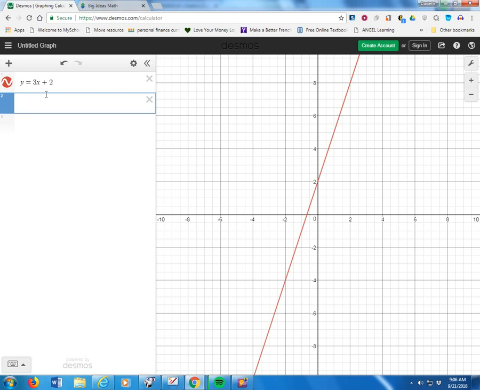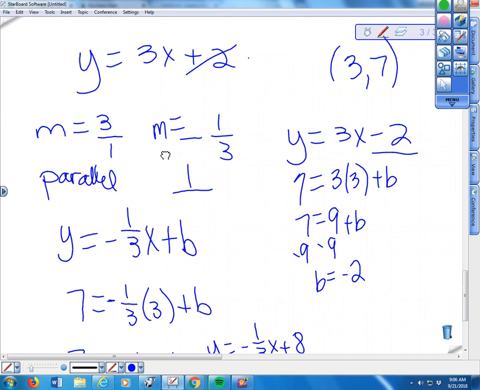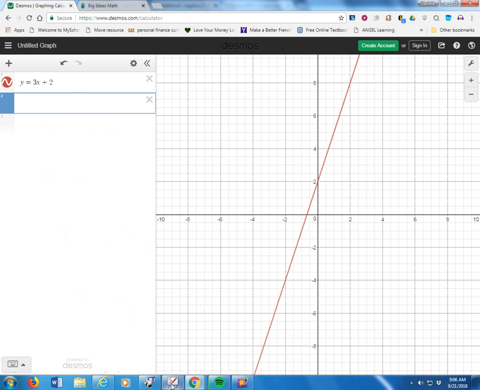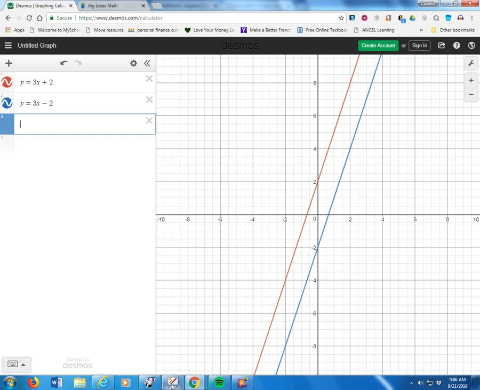Okay, the equation that we found for the parallel line was y equals 3x minus 2. So everybody type that one in next. Press enter and then go to the next equation. 3x minus 2. That's the equation that we found. Oh, that's good. Do they look parallel? Yeah. Does it go through the point 3, 7? Because that's the point that we wanted this line to go through. Yeah. And it has the same slope, and its y-intercept is negative 2. Absolutely. Okay, press enter again.